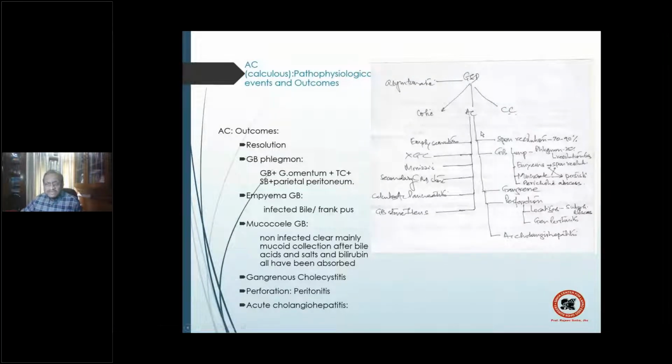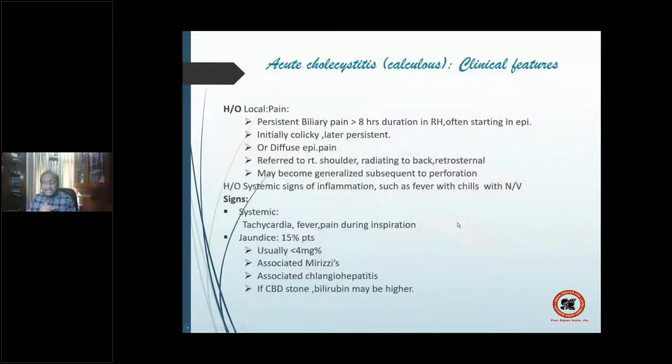Now, the left side of the chart we'll be referring to in the later part of this lecture, which covers the various special types of acute cholecystitis. So how does acute cholecystitis, remember again calculus because that's the most common type, usually present? The local symptom is important in the form of pain, which is a persistent biliary pain of more than 8 hours duration. Remember, this time period is important.